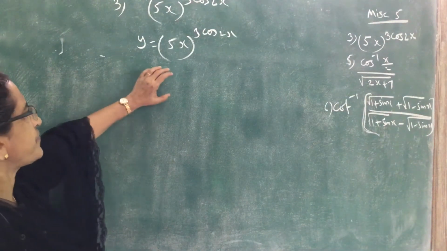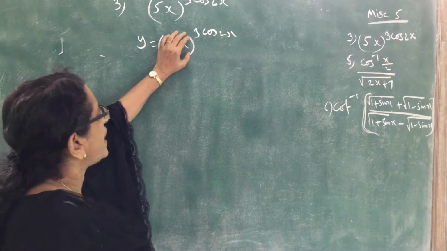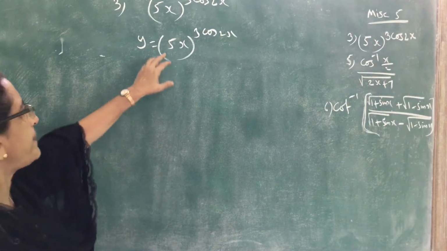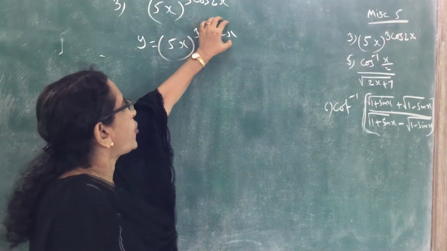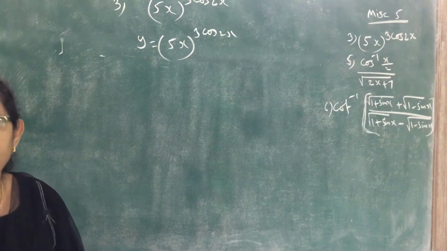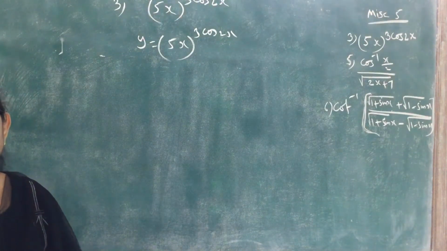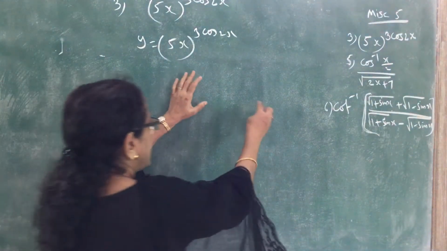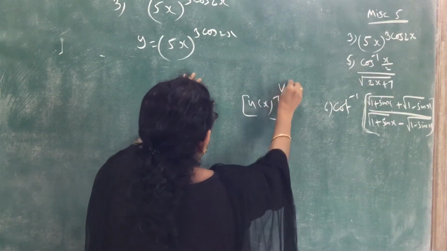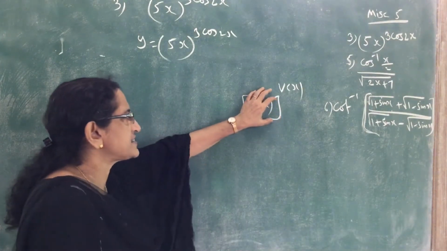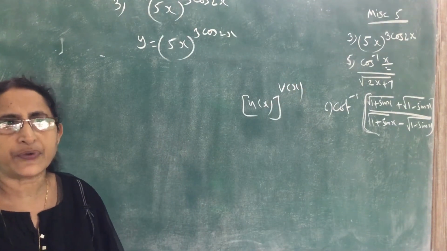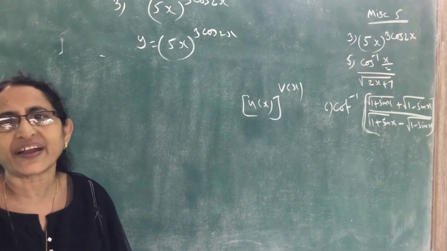See here, this function is in the form some function of x raised to some function of x. Base 5x and 3 cos 2x both are functions of x. Then we can use logarithm. Only by using logarithm can we differentiate that. Any function of the form u of x raised to v of x, where the base and the power both are functions of x, we have to use logarithmic differentiation.